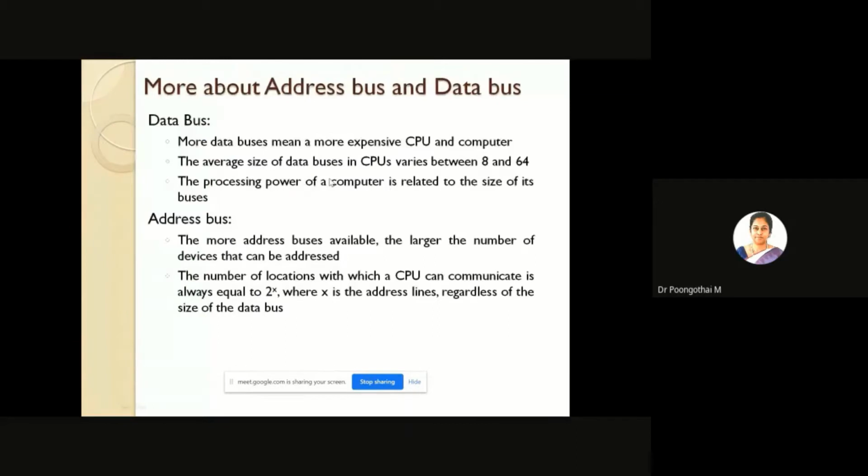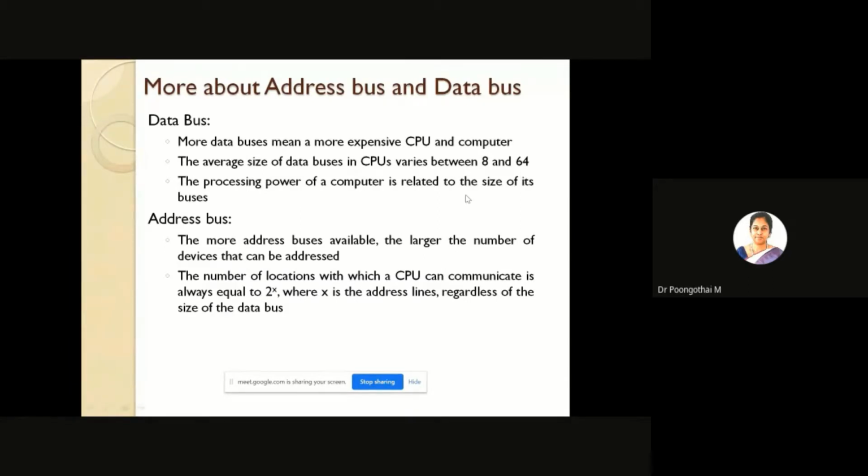So here, out of the three buses, data bus, address bus, and control bus, the data bus and address bus determine the capability of your processor. First we will see the data bus. More data bus lines means a more expensive processor. The processor cost is high, and the size of the data bus in a CPU varies between 8 and 64 bits. The minimum size is 8-bit and the maximum size is 64. Early computers like the Apple II used an 8-bit data bus, while supercomputers use a 64-bit data bus.